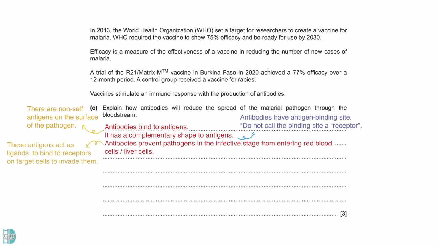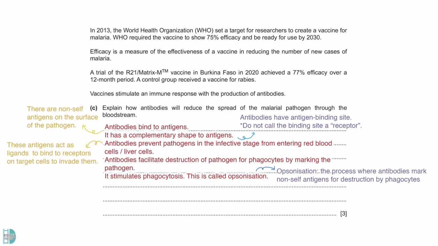Following the binding, pathogens in the infective stage are prevented from entering their target cells, red blood cells and liver cells. This is because the parasites use ligands on their surface to bind to receptors on target cells to invade them. Antibodies also facilitate the destruction of Plasmodium by phagocytosis. They bind to mark the pathogen in a process called opsonization. This makes the pathogen more susceptible to phagocytosis. The binding also leads to the lysis of the pathogens.